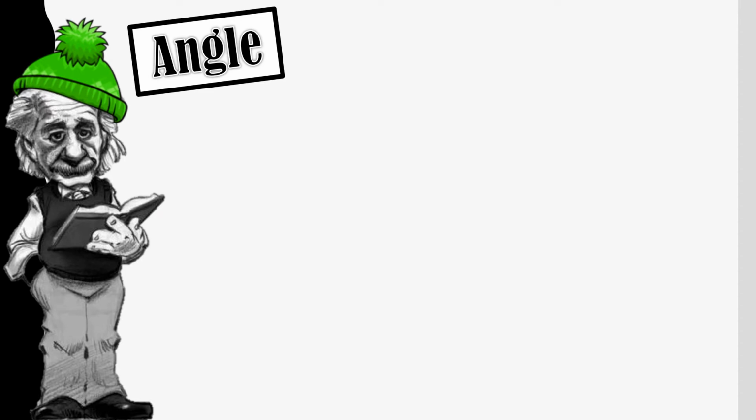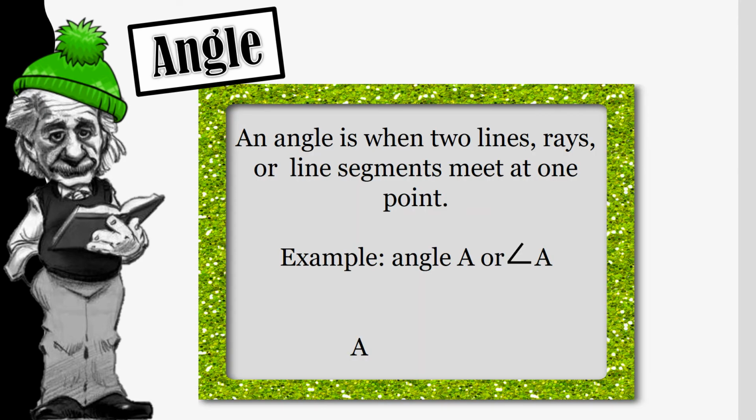Now let's talk about angles. An angle is when two lines, rays, or line segments meet at one point. Here we have angle A.